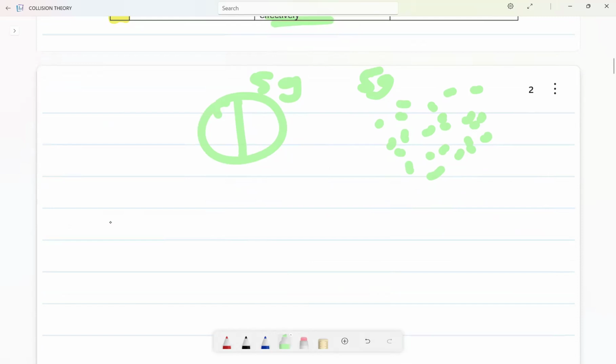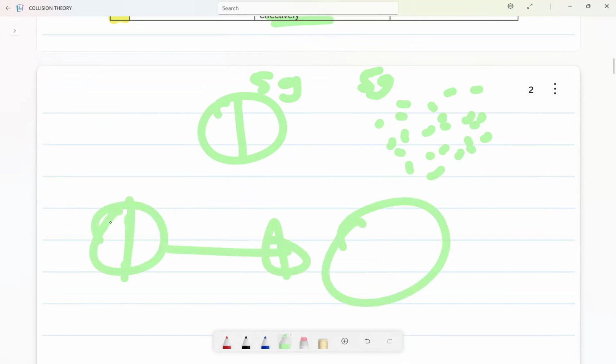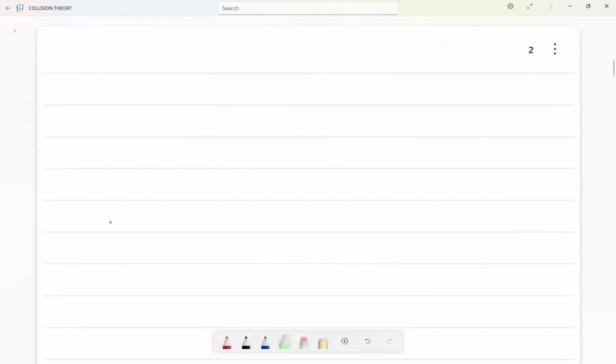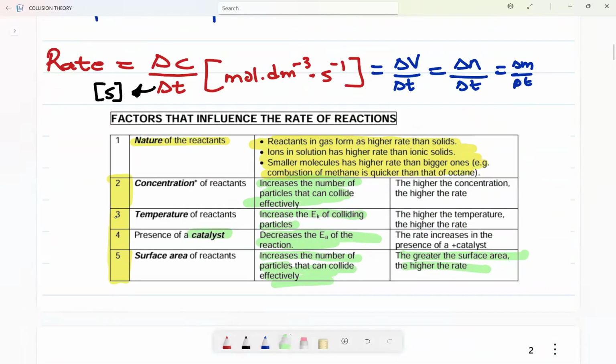So the more you move from this tablet to what? To a powder. It means now you are increasing your what? Your surface area. Therefore, you're increasing the effective collision thereof.